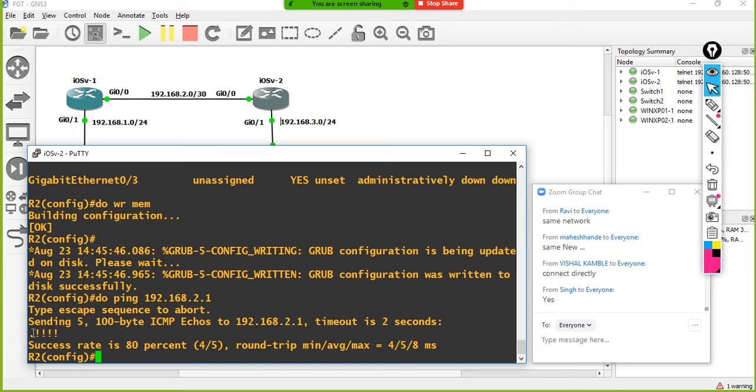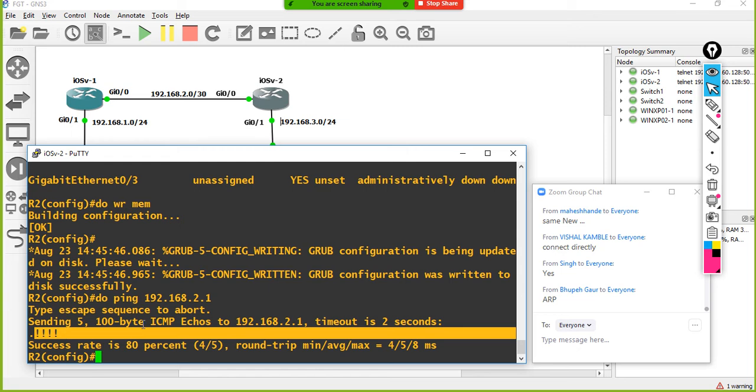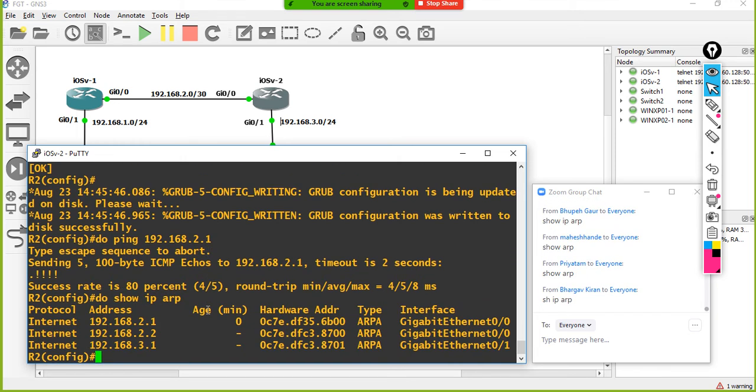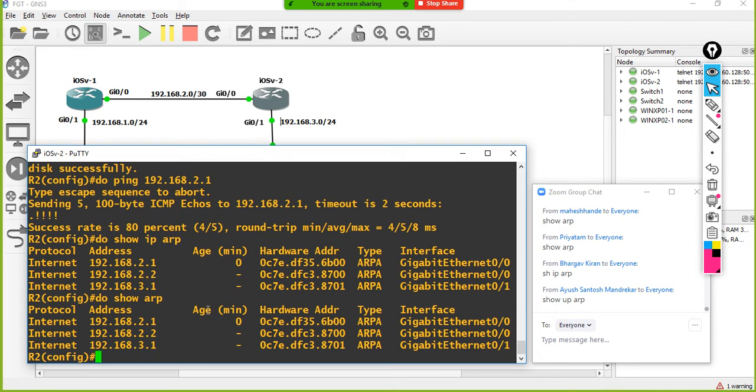But here I have just one question, guys. I'm not confusing you. See, there is one dot that came first, and after that I can see the remaining pings. What is this? Oh, Superman, ARP. Good, good, guys. Can I see the ARP table here in my router? What is the command for that? No, that is for Windows. Here, if you want to see the ARP table, you need to type do show ip arp. Are you able to see that?